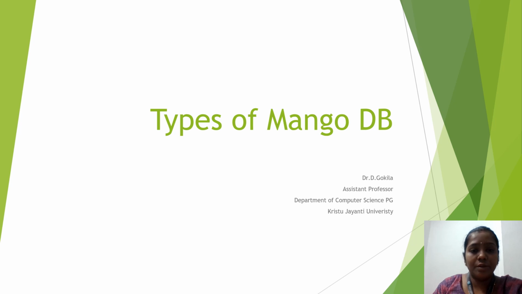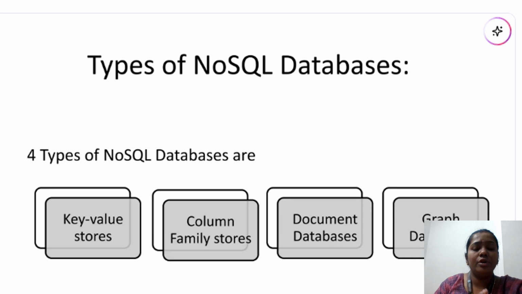Today I am going to deal with the types of MongoDB in your NoSQL. Earlier we have seen the concept of advanced NoSQL. Now we are going to see the types of MongoDB that are present in your NoSQL. We are going to see four different types of NoSQL databases. One is called key value stores, the next is column family stores, the third one is document database, and the fourth one is graph database.